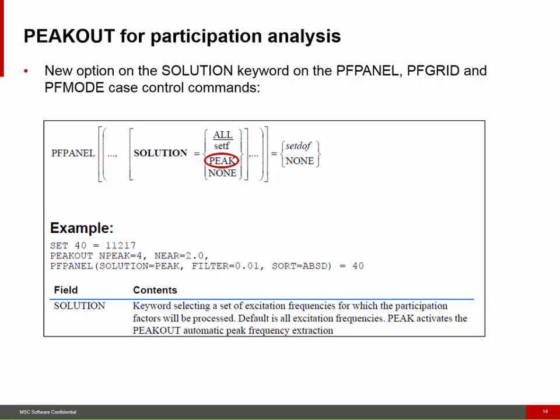In combination with the PEAKOUT case control command, we also added a new option on the solution keyword on the panel, grid and mode participation case control commands. So solution can now equal peak, which activates the automatic peak frequency extraction. So here's just one example where you say PEAKOUT, you want 4 peaks with a minimum separation of 2 Hertz. And then for PF panel, you say solution equals peak. And then Nastran will find 4 peaks, the 4 highest peaks, and calculate the panel participation at those frequencies.